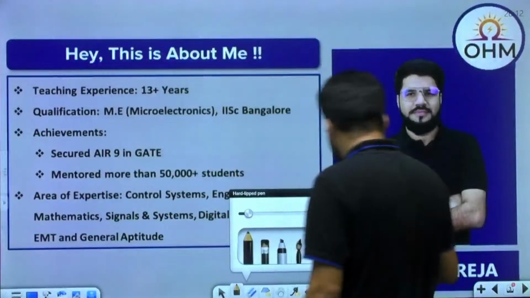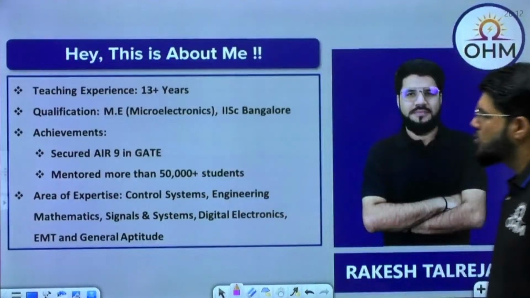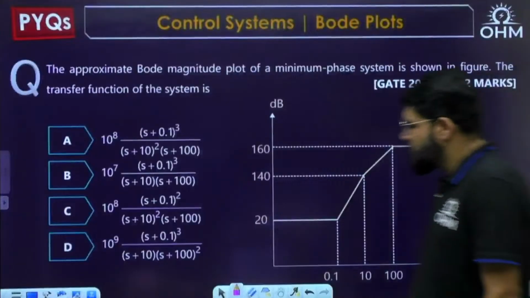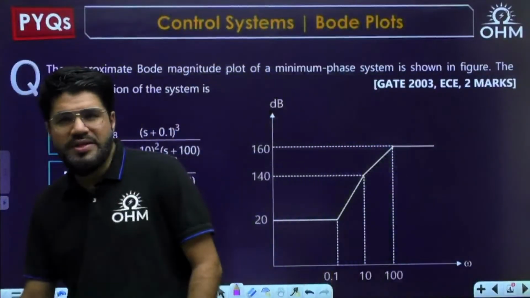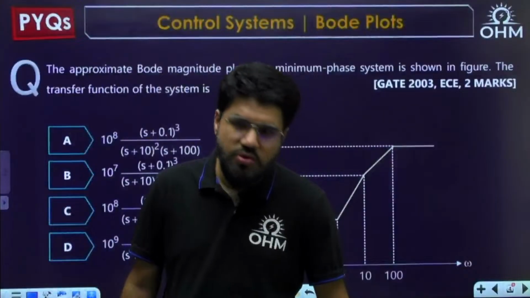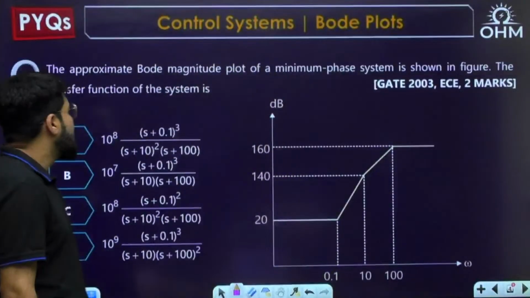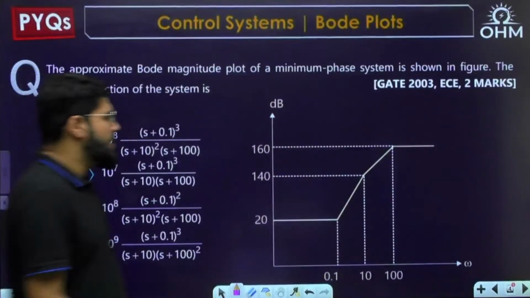Let's move towards the first question for the day. First question of the day, an old one, but a traditional question, and then we'll have some recent year questions also. Given the Bode magnitude plot of a minimum phase system.